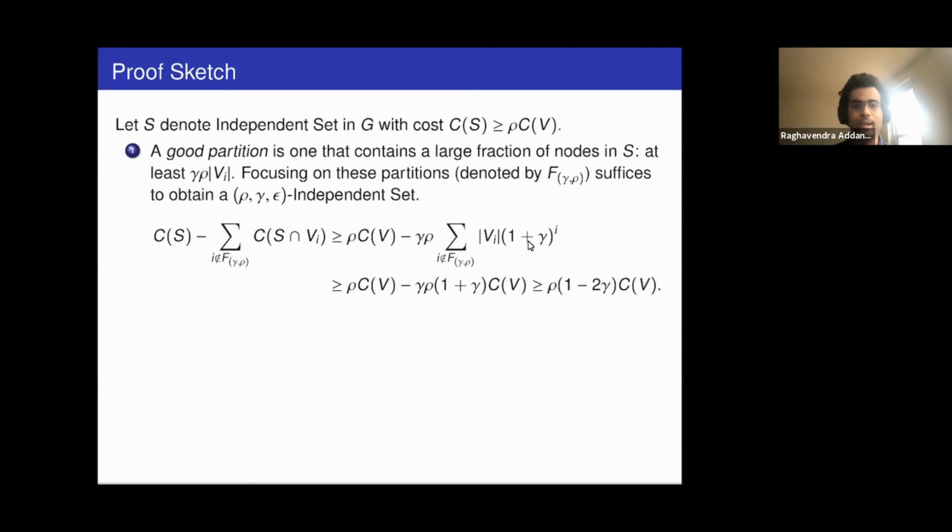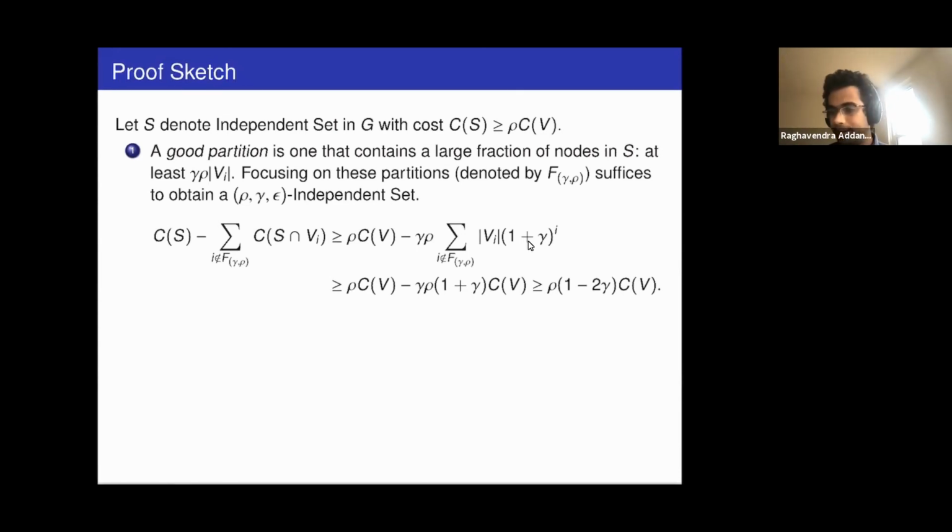I'll briefly present this proof sketch. This should be simple. What I want to argue is you need not look at all partitions of the graph. You only need to look at what we call good partitions of this graph. A good partition can be thought of as a partition which contains a large number of nodes from S. So if your S intersection your partition is at least rho gamma times mod Vi, that partition is good. If we just focus on these good partitions, it'll be helpful in extracting the total cost.